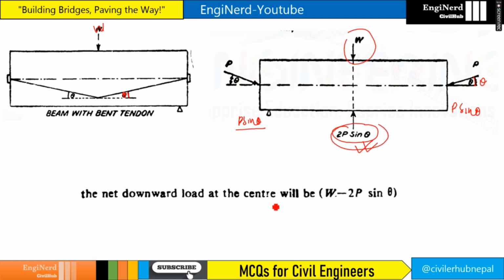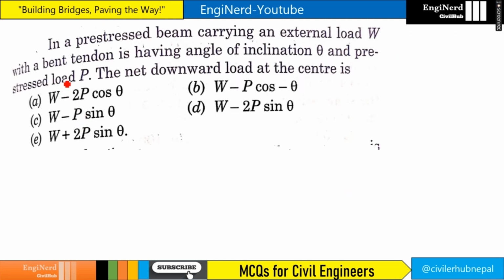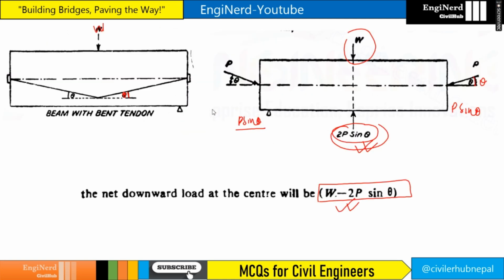Then the downward load at the center will be W minus 2P sine theta from the equilibrium condition, right? So our answer will be W minus 2P sine theta. Here it is, W minus 2P sine theta.